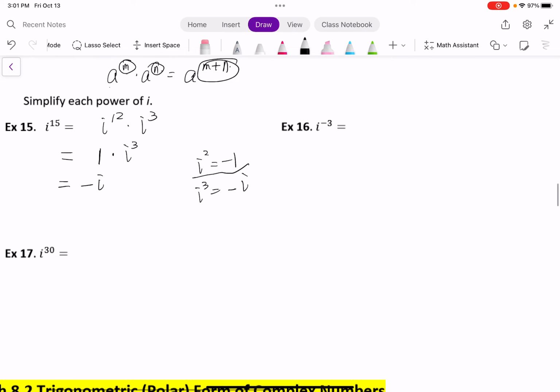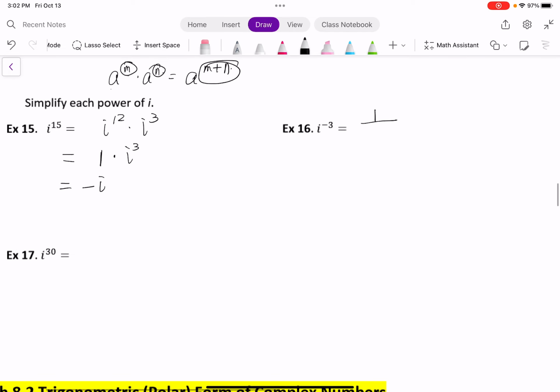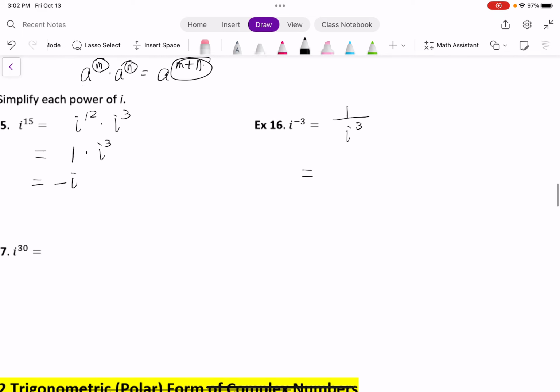Okay, let's see the next one. We have a negative power. We learned that every time we see a negative power, we will flip the number to the bottom, i to the third power, because we know that we flip it to the bottom and raise it to the positive power. Now, let's see, what is i cubed? We have learned i squared equals -1. Both sides multiplied by i is negative i. So we have negative i.